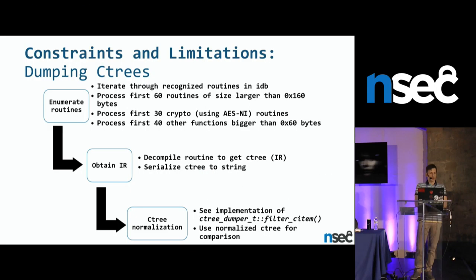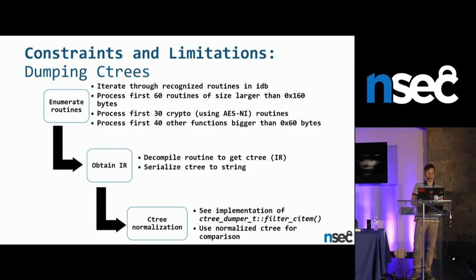So let's take a look at how this process works regarding dumping ctrees. So first, we loaded a file in IDA Pro. We waited until the auto analysis was completed and the functions were identified, and we started by enumerating those routines in the disassembled files. And we started with dumping.